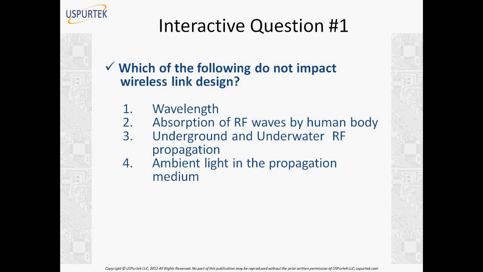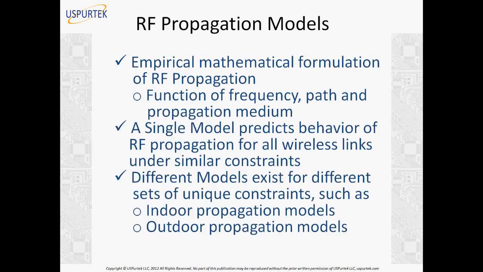Ambient light in the propagation medium. No, this does not. Light is definitely an electromagnetic wave, but it's a very high frequency. It doesn't interfere with the frequencies that we use for our radio propagation. So number 4 is the right answer here. Okay, so now let's talk a little about RF propagation models. Since it's so complex, with so many phenomena going on during RF propagation, how do we represent this behavior?